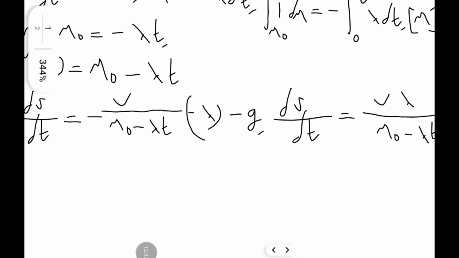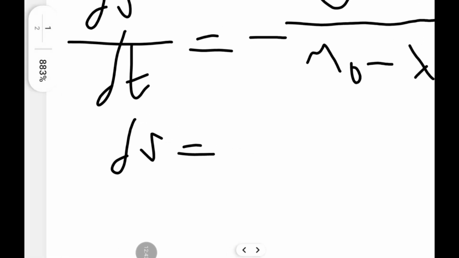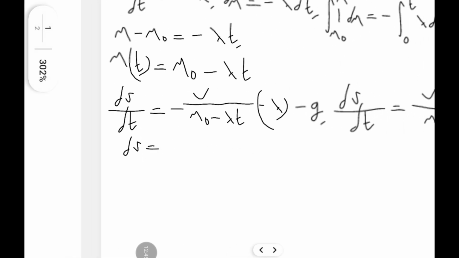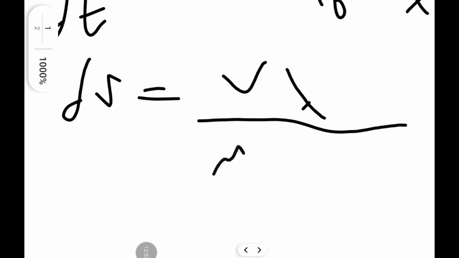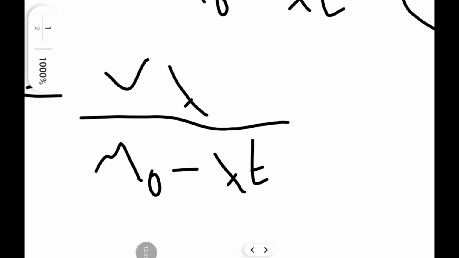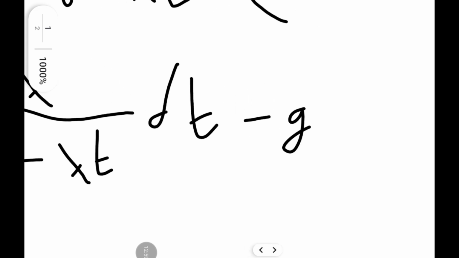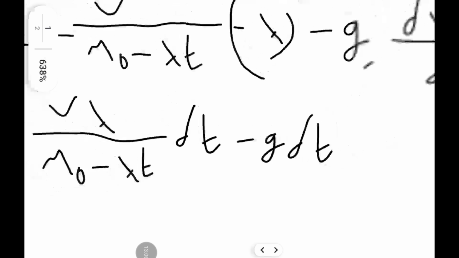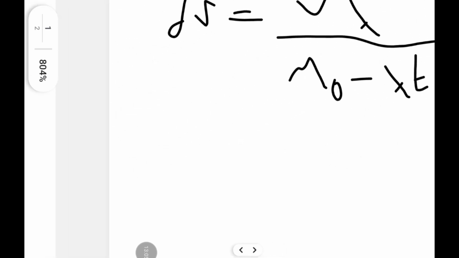I'll show you. If we get into this format, dv equals u lambda over m0 minus lambda t times dt, minus g dt. This is now an equation we can actually solve, or at least a lot easier to solve.